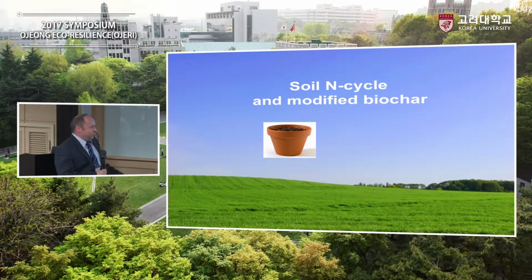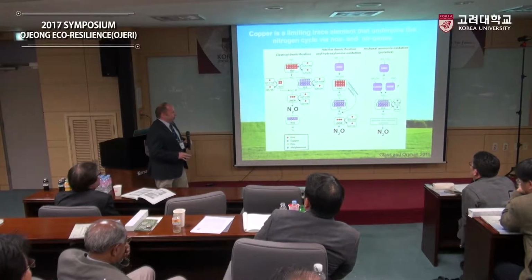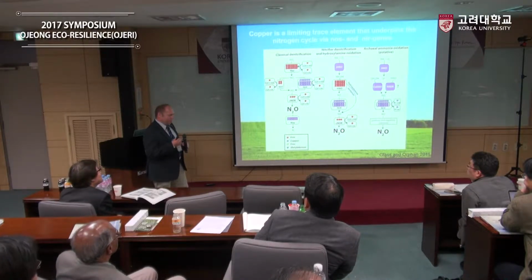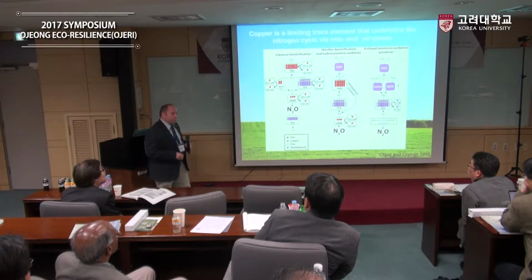To my knowledge, no one's made any copper-modified char, and you might be wondering why you would want to do that. So, some unpublished data and some ideas for you here. It's a complicated diagram, but the point I'm trying to make is that as we design our chars, I think we really have to have in mind what the purpose or function of the char might be.